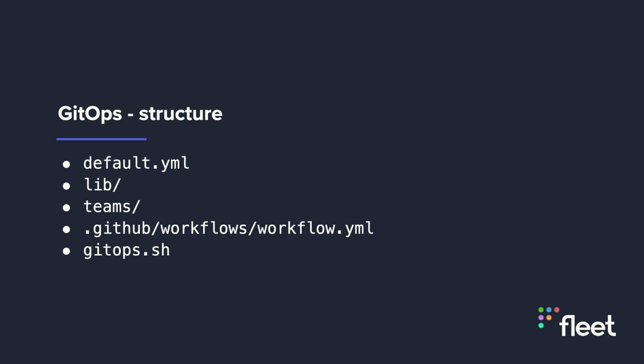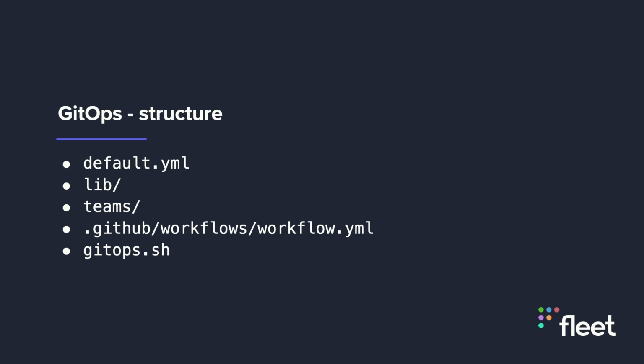The structure of that file is there's a default YAML file. So this is the default configuration for your entire Fleet instance. And then there's a library folder, a lib folder. This contains your policies, queries, configuration profiles, scripts, and agent options. Teams folder, this only applies if you do have a premium license, and this allows you to do per team configuration. The open source Community Edition doesn't support Teams.